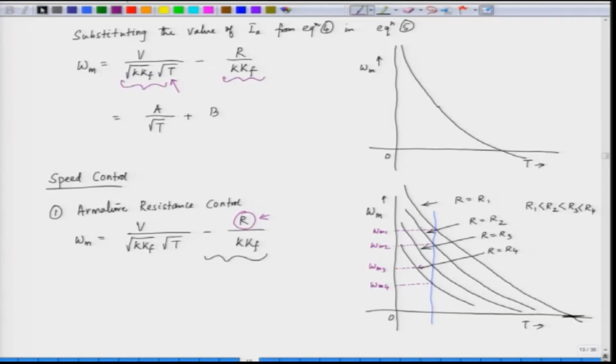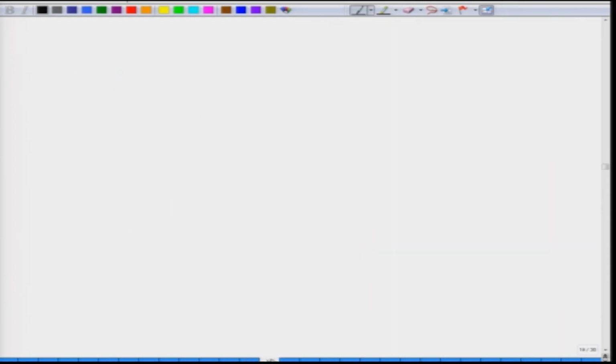So, it is very easy to have a rheostat in the armature circuit and change the rheostat, and the speed will change. But what is the drawback? The drawback of this method, as before, is high I square R loss. So, the disadvantage of this method is that I square R loss increases with increase in resistance. Now, let us see another method, that is the applied voltage control or the terminal voltage control.